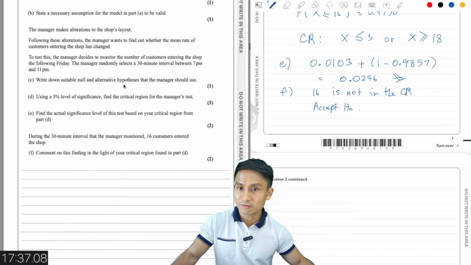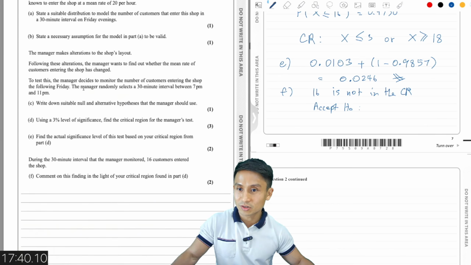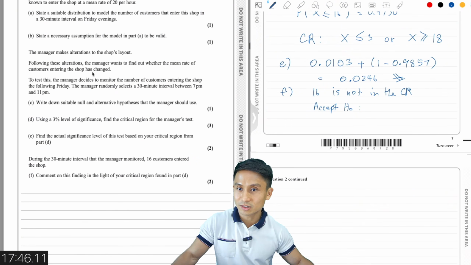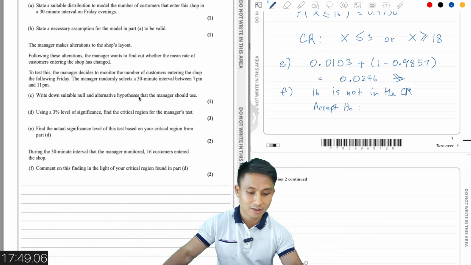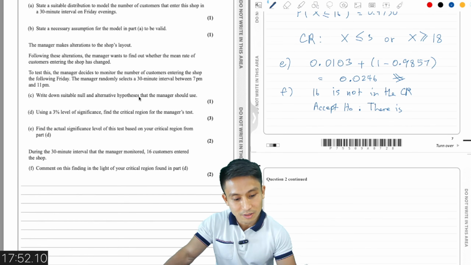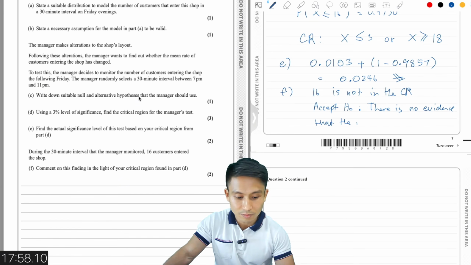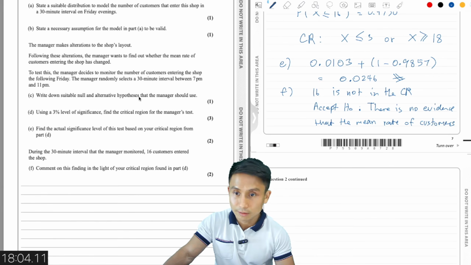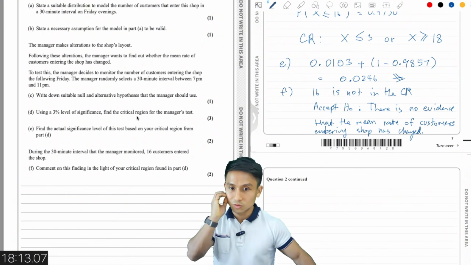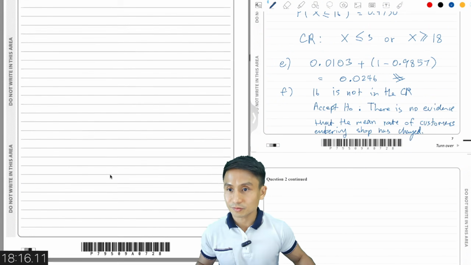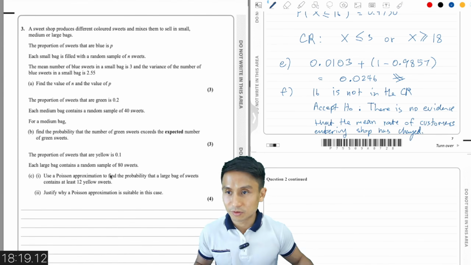the manager's belief, right? I'm just going to get the context here. Manager decides to monitor the number. Manager randomly selects. Manager wants to find out whether the mean rate. Okay, so there is no evidence that the mean rate of customers entering the shop has changed because it's not critical. So yeah, that's how you conclude. Next question, number 3.